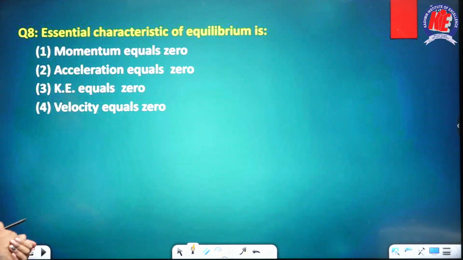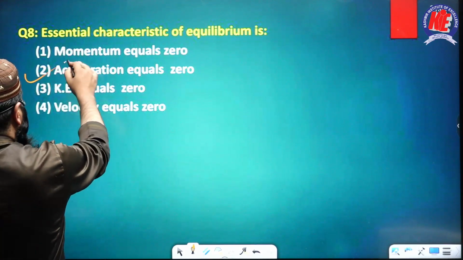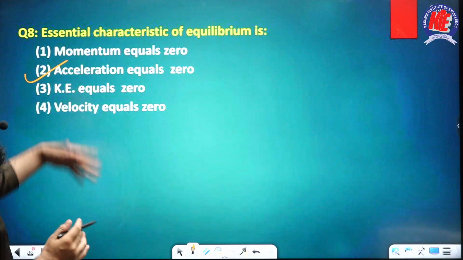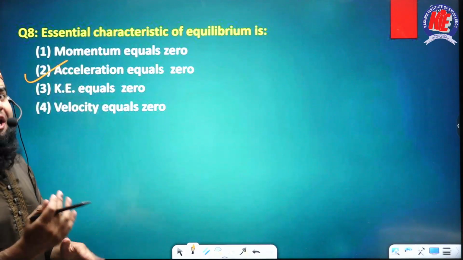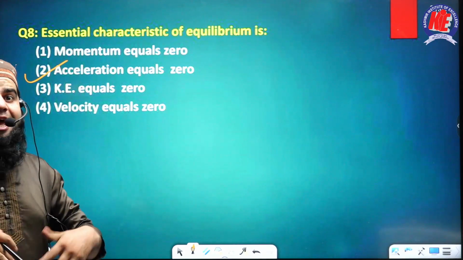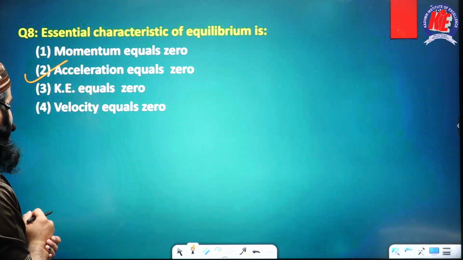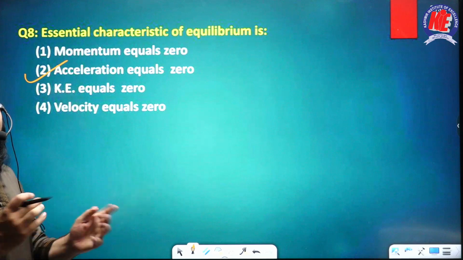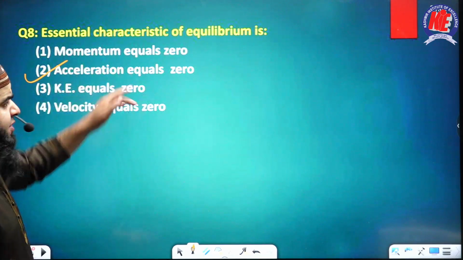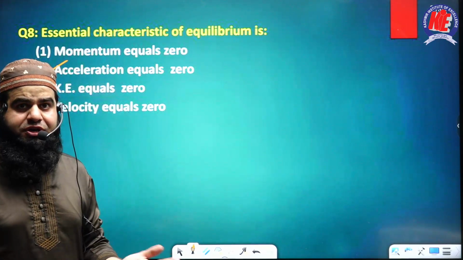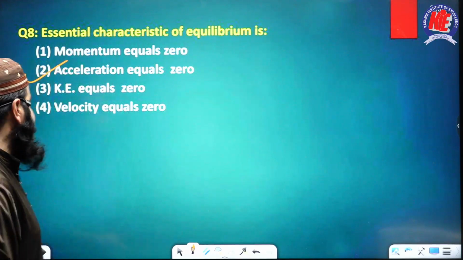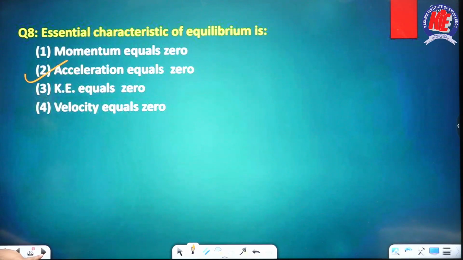Essential characteristic of equilibrium is simply the acceleration equals 0. हर एक के जहन में होगा बेटा, whenever you are having a situation where the acceleration of a body is 0, the body is said to be in the state of equilibrium. There is also the case of velocity equal to 0, but it is only one case. When I'm saying the acceleration is 0, it means the velocity is constant. That doesn't mean it will always be 0. So acceleration equal to 0 is the essential condition.